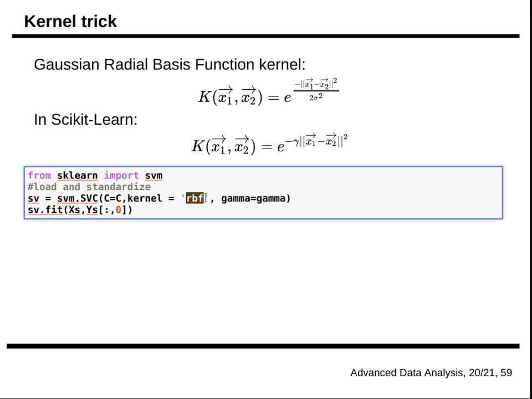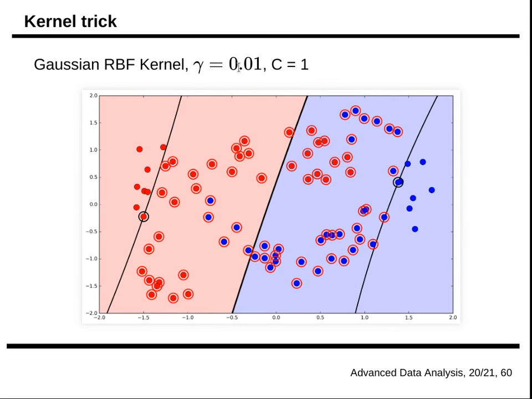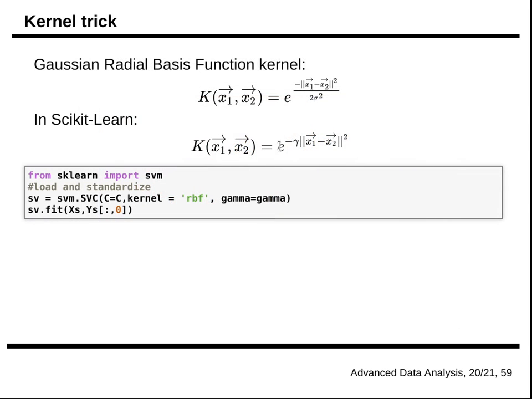So you can use this with the RBF kernel, and these are some examples. For example, a very small gamma makes this exponential function decrease slowly with the distance to the points.